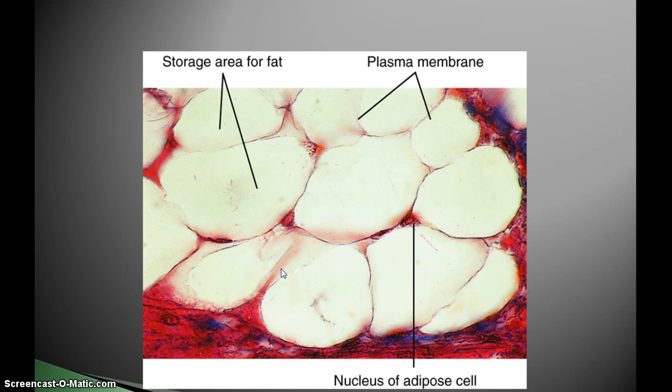And here's another picture of some adipose. And once again, you can see the same structure. It's very, very soft. It's very little structure. So therefore, there's a lot of structural tissue around it on the outside.